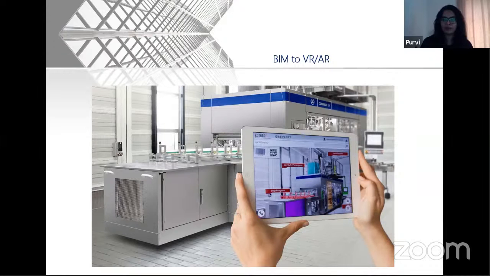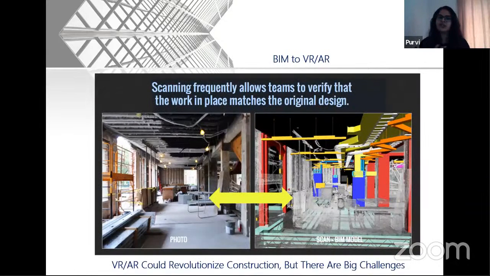So lastly, scanning frequently allows teams to verify that the work in place matches the original design. Hence, VR and AR could revolutionize construction, but there are big challenges. But it is our responsibility as professionals and students to take the step towards the BIM industry, because this is where the future of architecture actually lies.